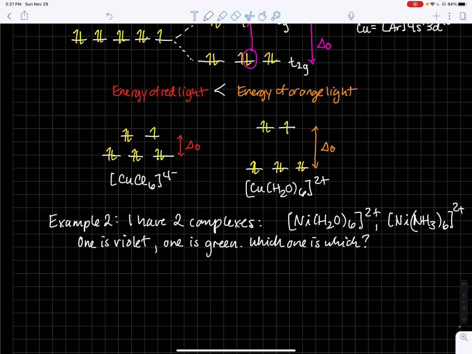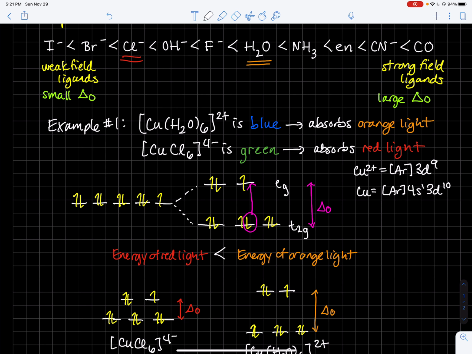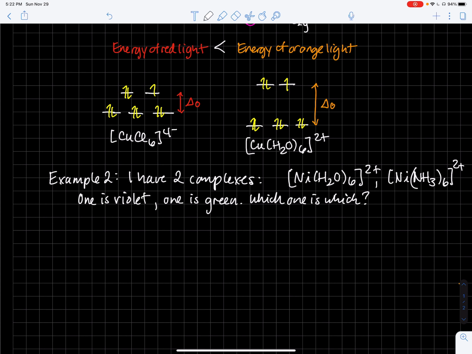All right, so you'll have to use the spectrochemical series for this, and you're welcome to stop the video now and try to decide which complex goes with which color. And then you can come back when you're ready to see my answer. All right, so you can analyze this from either direction. I'm going to go ahead and start with the observed color.